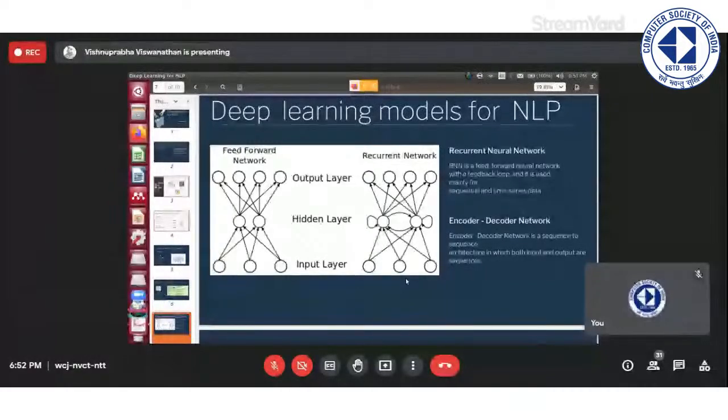So in order to solve that problem, we are using an encoder-decoder network. In an encoder-decoder network, we are using 2 recurrent neural networks. The first recurrent neural network is used for the encoder, and the second one is used for the decoder. The output from the hidden states of the first encoder network is given as input to the decoder network.